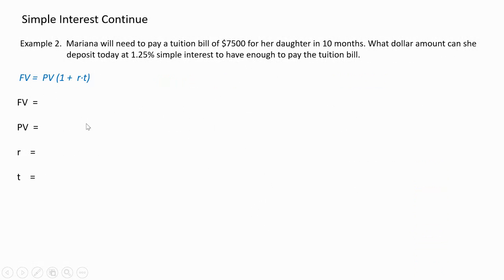So in this case, what are we looking for? We're looking for the present value. What dollar amount can she deposit today? So we're looking for the present value, which is today. This is my future value, how much Mariana needs in 10 months. The interest rate is 1.25%, and again, we convert it to decimal. We drop the percent symbol and move the decimal point 2 places to the left, which gives us 0.0125. The time is in months, so it's going to be 10 divided by 12. So all we do is plug into the formula.